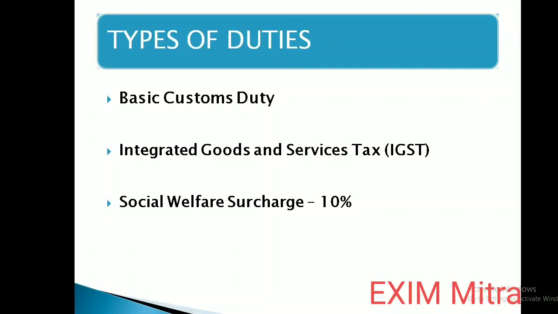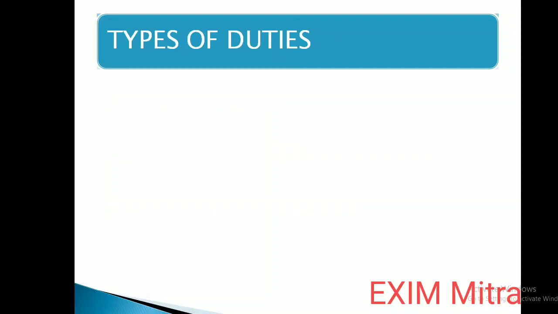Some goods attract IGST of 5%, some goods attract IGST of 18%, and some goods attract IGST of 28%. Social welfare surcharge is fixed and each and every good attracts the social welfare surcharge at the rate of 10%. Now we will try to calculate the duty.